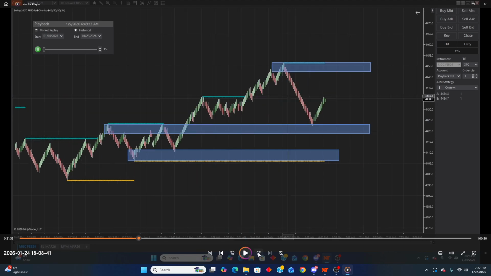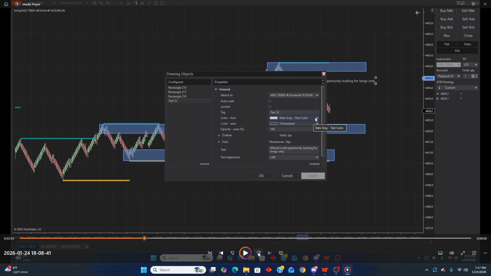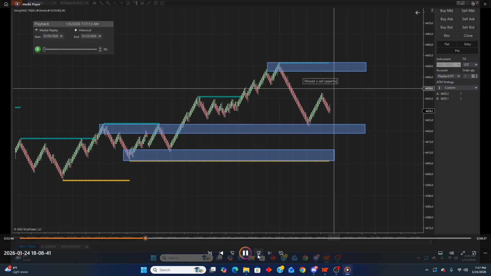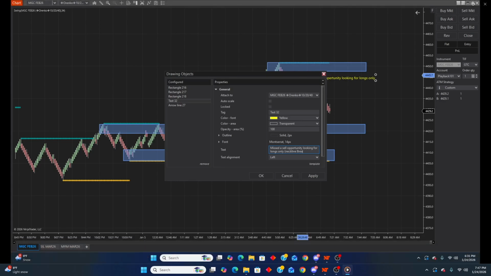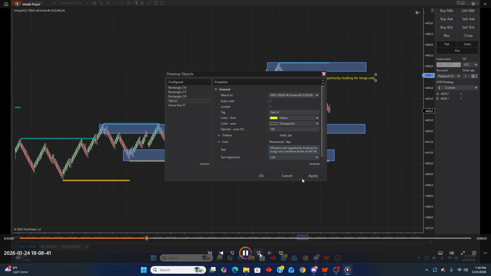Okay, so look, price is playing out. Price decides to come. I missed a sell opportunity looking for buys. But we're in a buy, so I shouldn't be trying to sell. You feel me?